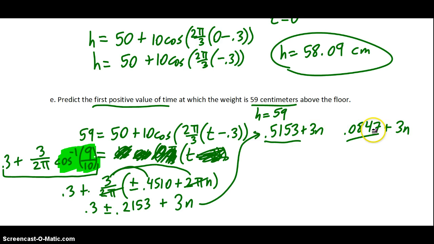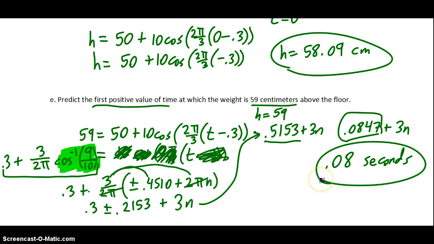Which is smaller, 0.0847 or 0.5153? Well, this one's smaller, 0.0847. Let's round it to a couple places, 0.08 seconds. Alright, that's the first time that it happens, that it hits 59 centimeters above the floor.